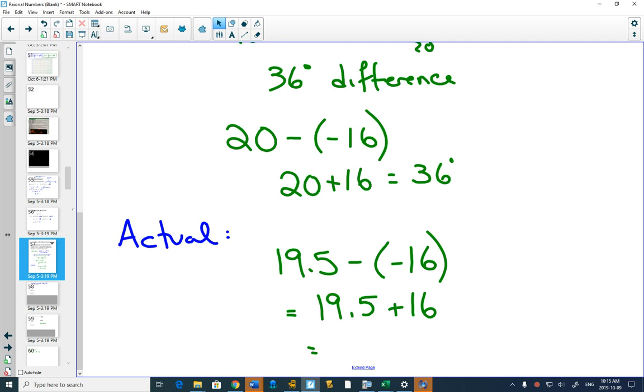35.5. One of the ways you could have done this mental math is to say, hey, the only thing I changed from my estimate is I changed my 20 to 19.5. I went down 0.5 degrees. Notice my answer is down 0.5 degrees. So sometimes our estimate can actually help us figure out our mental math with the exact values. So I want you to take out your calculator.